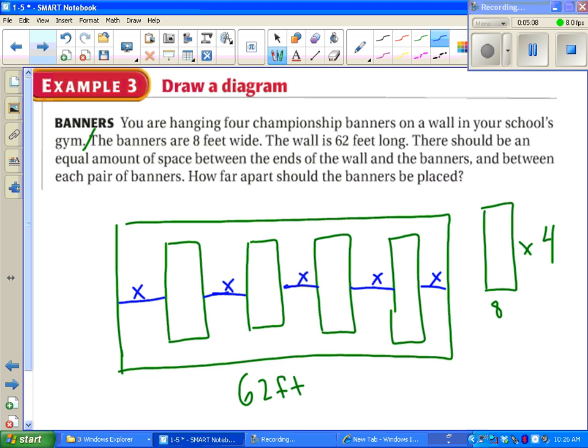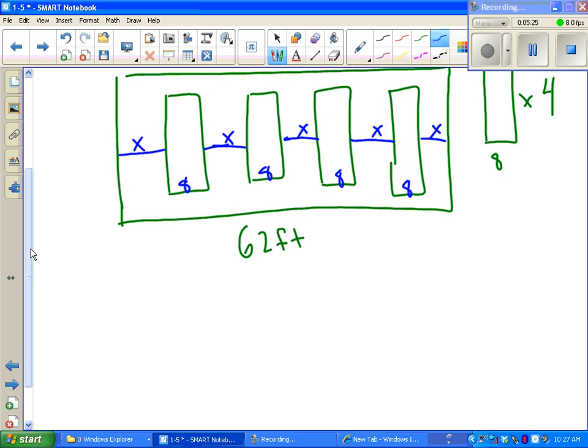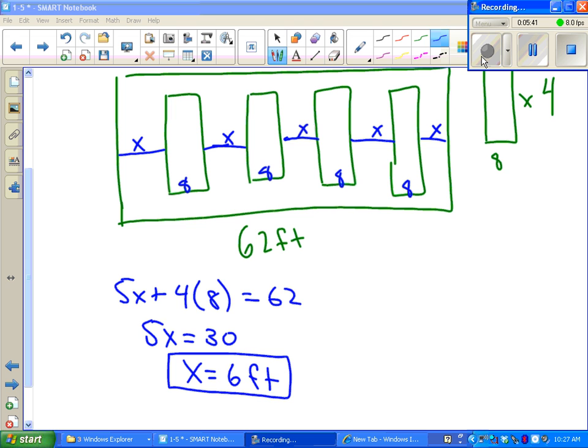I know that each of these banners is 8 feet wide. So now I can figure out what it's asking. It's asking me how far apart should the banners be placed. That's really solving for x. Looking at my picture, I know that there's 5 x's plus 4 times 8 for the banners, and altogether that needs to equal 62 feet. Now it's a matter of solving for x, and I'll have my gap width. Once again, I stress, don't forget your units. In this case, I needed to put feet. There's 6 feet between each banner.